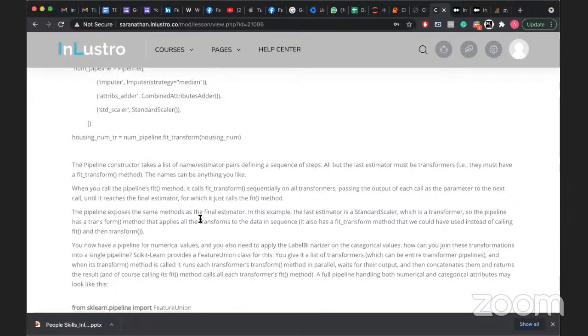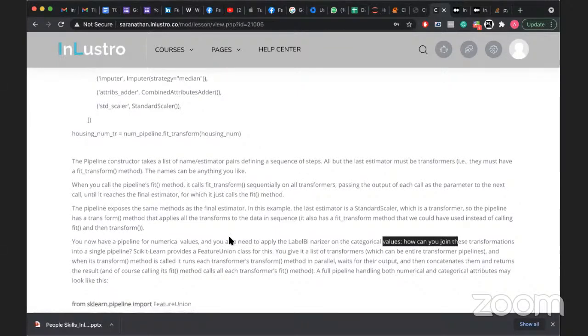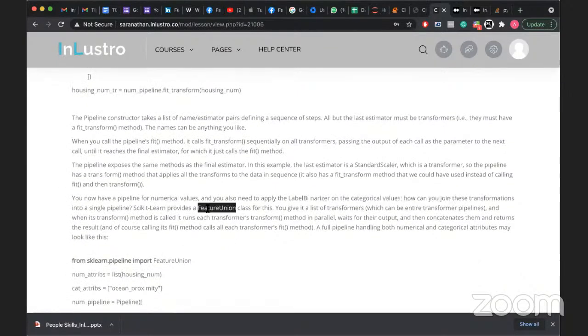So you have a pipeline for numerical values. You also need to apply the label binarizer on categorical values. How do you join the two transformations into a single pipeline? So there is something called a FeatureUnion class. Remember, we have two different transformations. One is for numerical, one is for categorical. So you have a FeatureUnion class to combine the two pipelines.